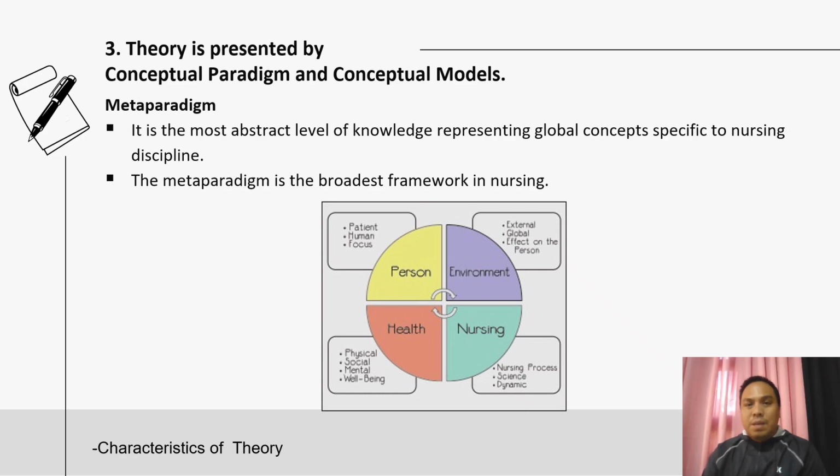The meta-paradigm in nursing consists of four main concepts: the person, which is the individual, family, or community receiving care; and then we have your environment, which is the internal and external surroundings affecting the person's health. We have your third one, the health, the overall well-being and quality of life of the person. And lastly, the nursing, that is the actions, roles, and responsibilities of the nurse in promoting care. Together, these concepts provide a comprehensive perspective of what nursing is and guide nurses in practice, research, and education.